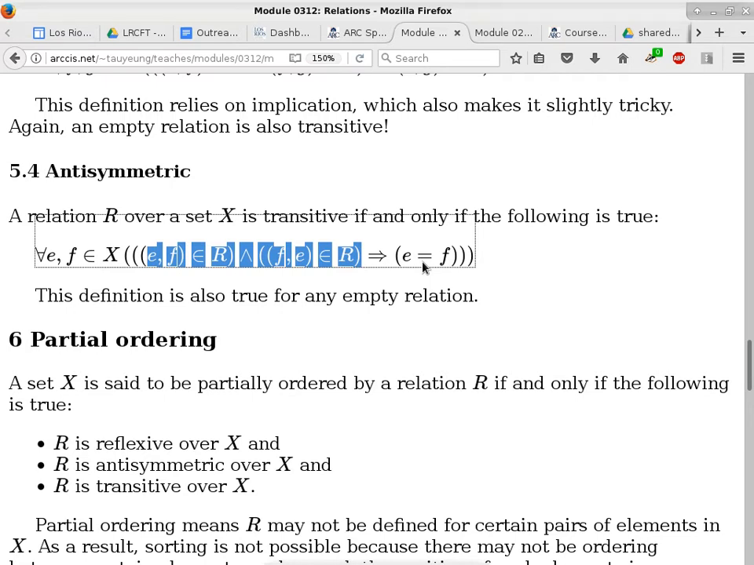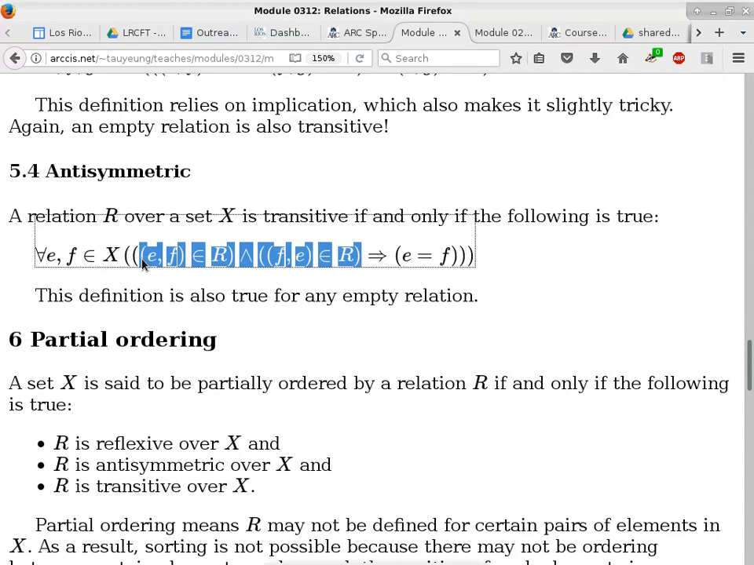So you can read the next sentence. It says right there, the definition is also true for any empty relation. Why do you think it is true for any empty relation, where R is an empty set? Yep, because the left-hand side of the implication is guaranteed to be false. You cannot find any relation whatsoever. Nothing relates to anything in the set. Well, that makes the left-hand side false, right? If the left-hand side of the implication is false, then the implication itself is true. So since the implication is true for any pair of elements that you can pick from X, then the relation is in fact antisymmetric.